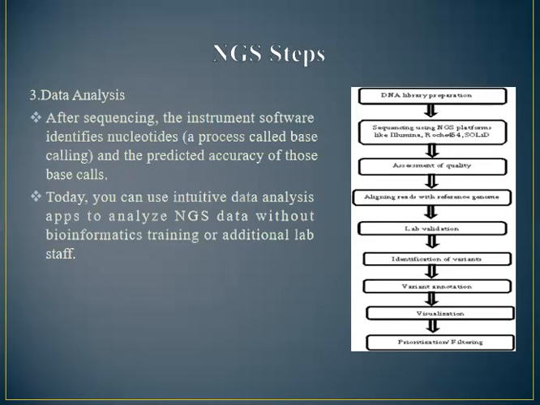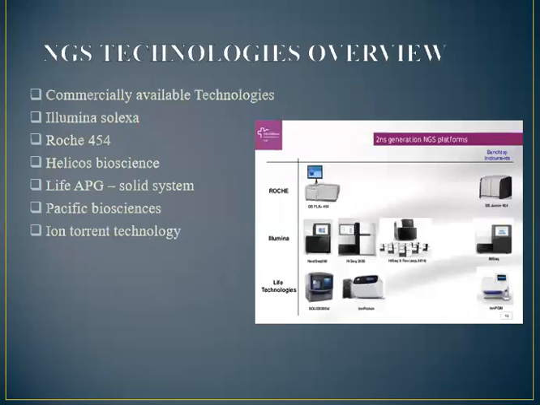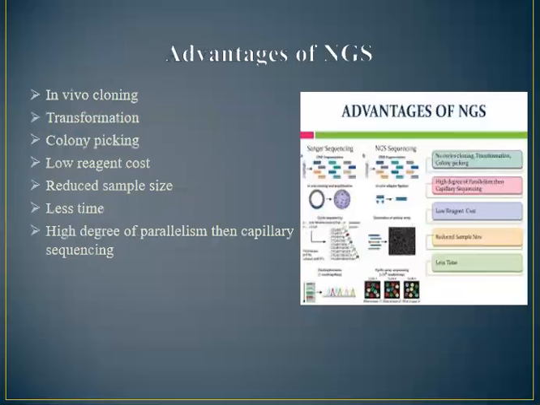Technologies overview of next generation sequencing: Helicos Biosciences, Life Technologies, ABI SOLiD System, Pacific Biosciences, and Ion Torrent Technology. Advantages of next generation sequencing: reduced sample size, low reagent cost, no bacterial cloning, and a high degree of parallelism compared to capillary sequencing.